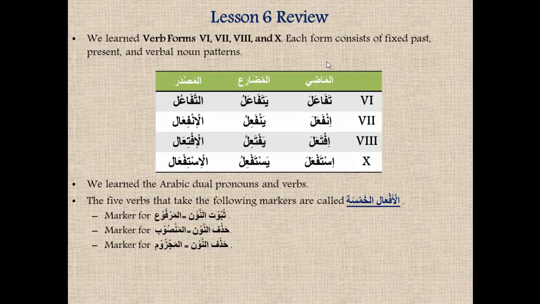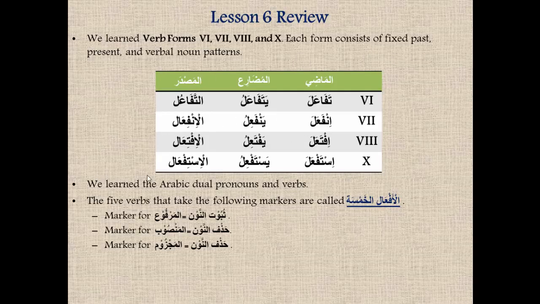This brings us to the end of lesson number 6. Here's a quick review. We learned verb forms number 6, 7, 8, and 10. Each form again consists of a fixed past, present, and verbal noun pattern. So here's a chart summarizing the new verb forms that we just discussed.